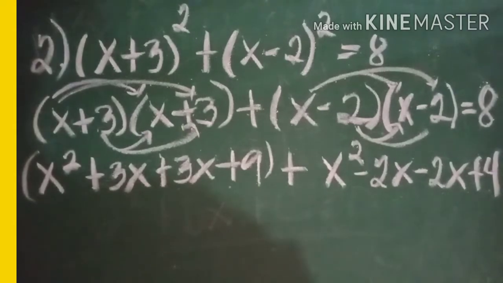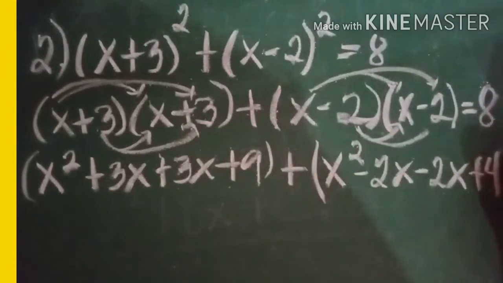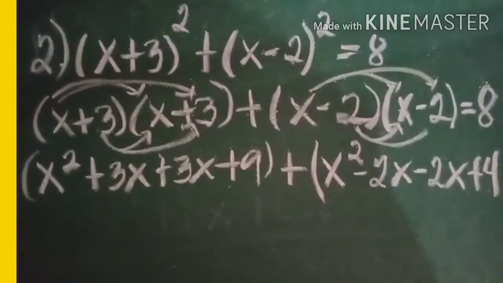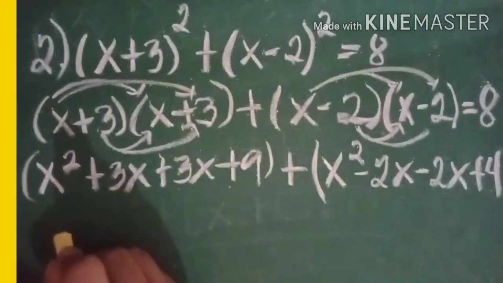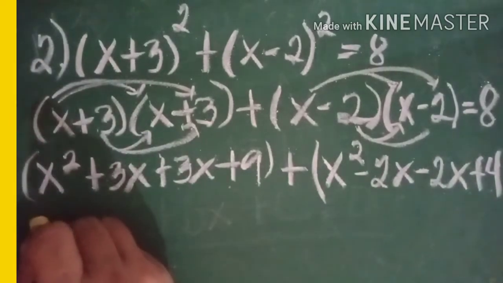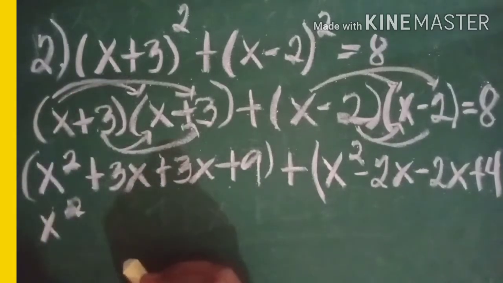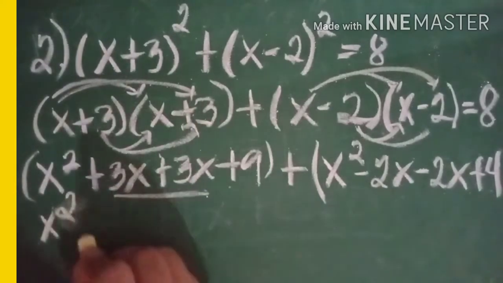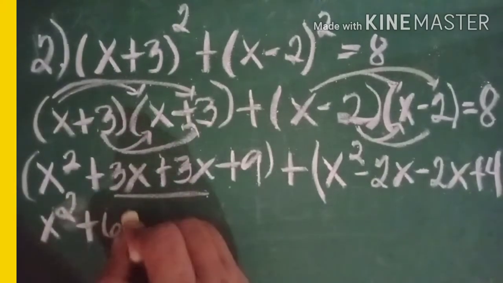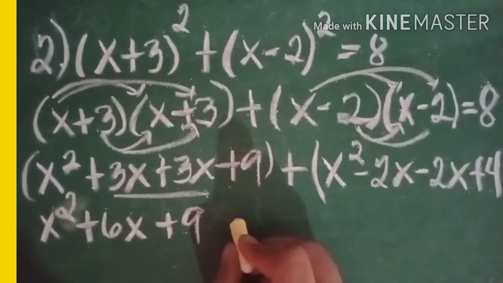The next step is to combine like terms. Pagsasama-samahin natin yung same variable at saka same exponent. Let's start. x squared plus 3x plus 3x plus 9. I-rewrite muna natin yung x squared and then i-add natin yung 3x at saka 3x. So, 3x plus 3x is 6x, then plus 9.